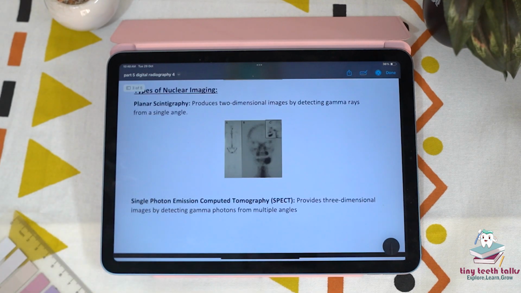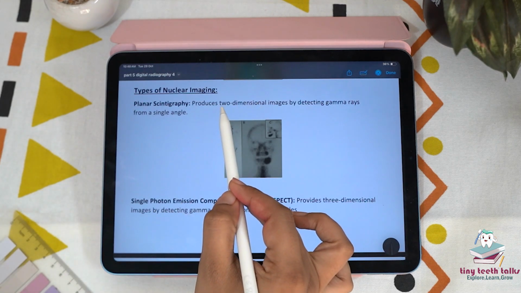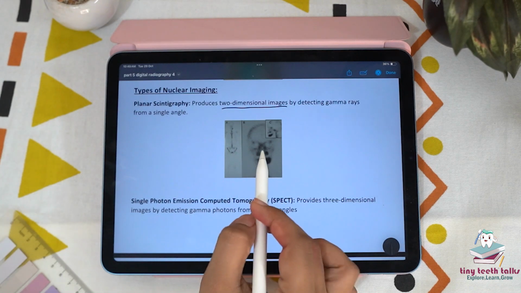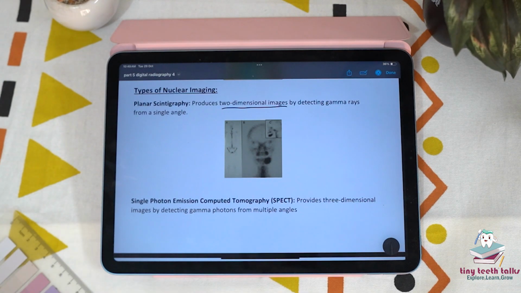There are three types of nuclear imaging. First is planar scintigraphy, which produces two-dimensional images by detecting gamma rays from a single angle. I found this image of bone scintigraphy that shows a radiolucent area in the left posterior mandible showing a defect.